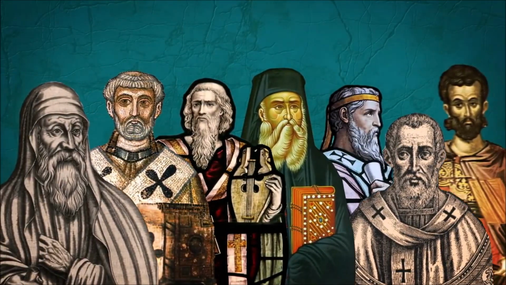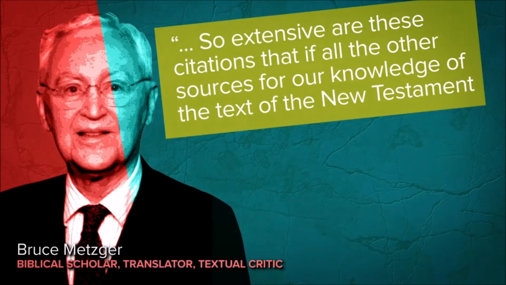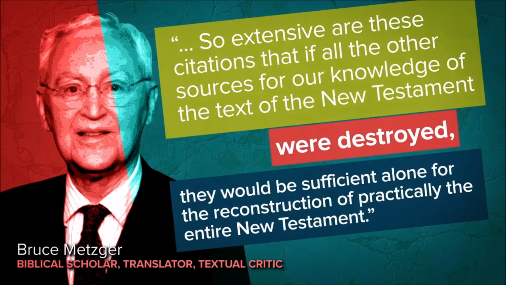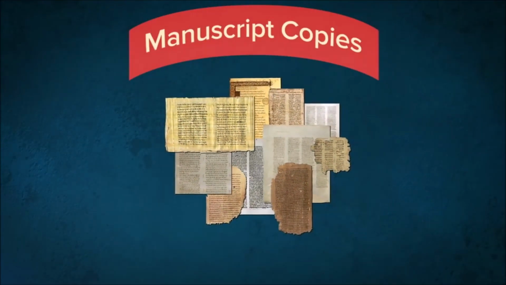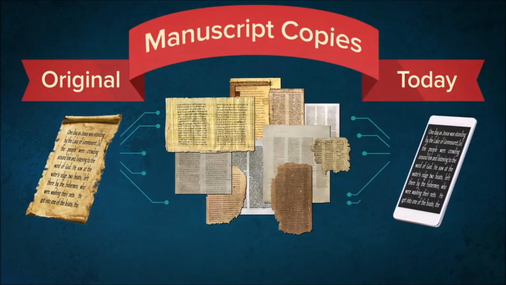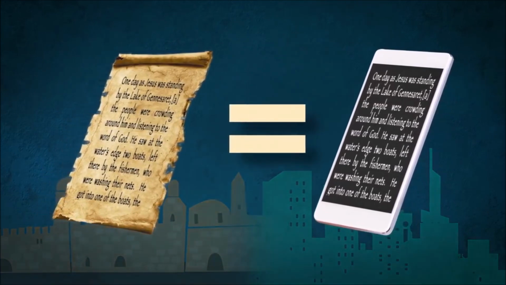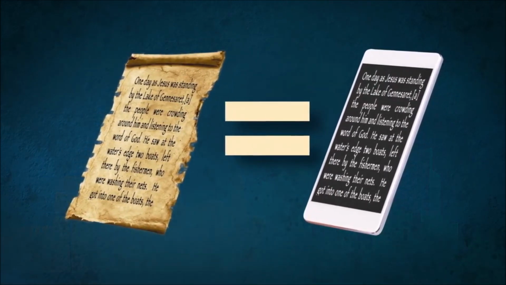Furthermore, in their various writings, early church leaders quoted the New Testament over 1 million times. So extensive are these citations that if all the other sources for our knowledge of the text of the New Testament were destroyed, they would be sufficient alone for the reconstruction of practically the entire New Testament. The overabundance of early and accurate manuscripts and quotations from those manuscripts combine to make reconstruction of the original Greek text of the New Testament virtually certain. The books of the New Testament you read today are the same as the original writings penned nearly 2,000 years ago.